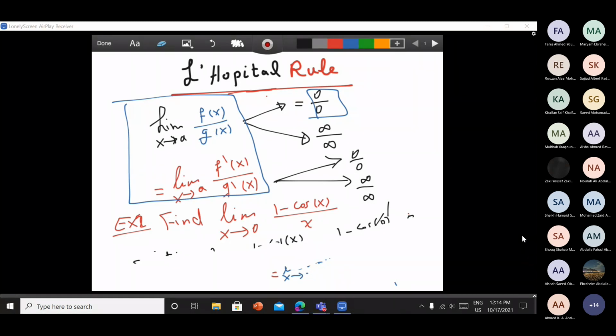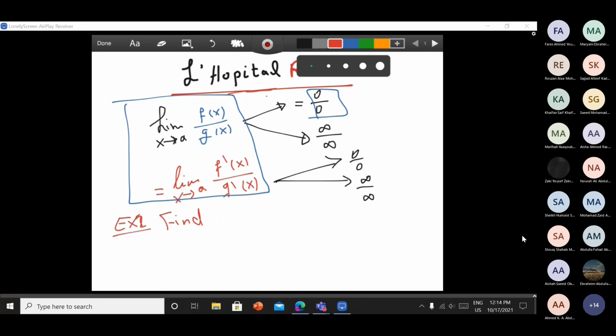So you substitute first. Once you have 0 over 0 or infinity over infinity, you differentiate the numerator separately and then differentiate the denominator and substitute. If you still have 0 over 0, infinity over infinity, go for L'Hopital again.